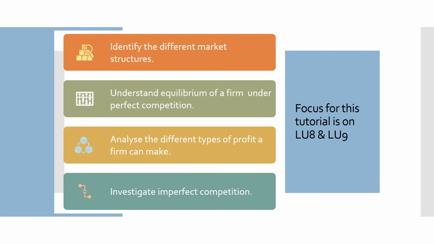Just a quick reminder, this tutorial is focusing on Learning Unit 8 and Learning Unit 9. We'll identify the different market structures. We'll try and understand the equilibrium of all firms in any market structure, but the focus will be on perfect competition initially. We'll look at different types of profits that firms can make from an economics perspective, and we will investigate imperfect competition.